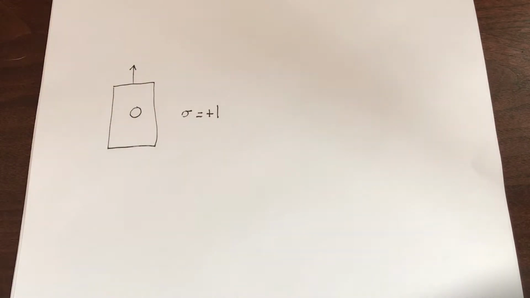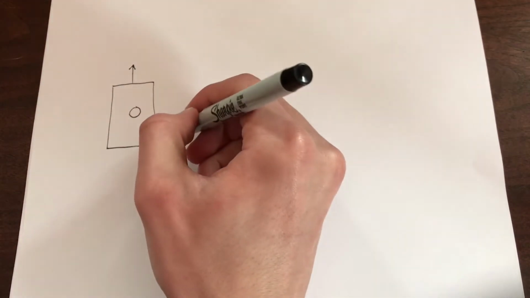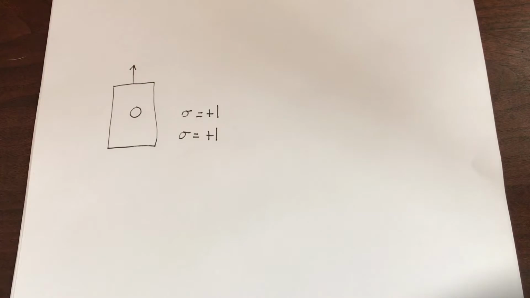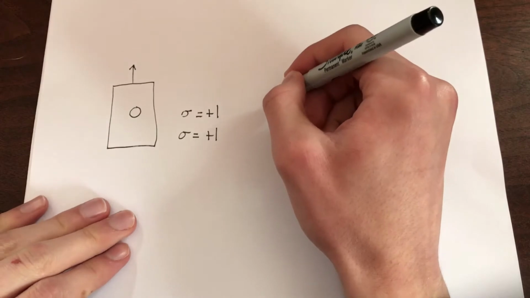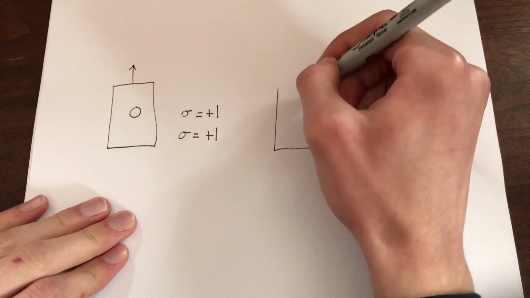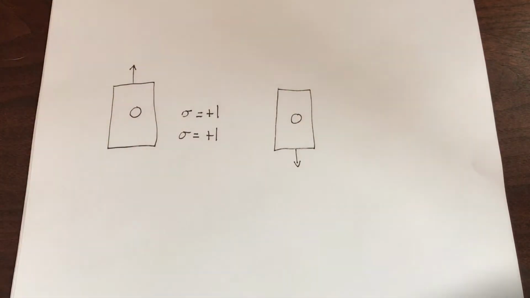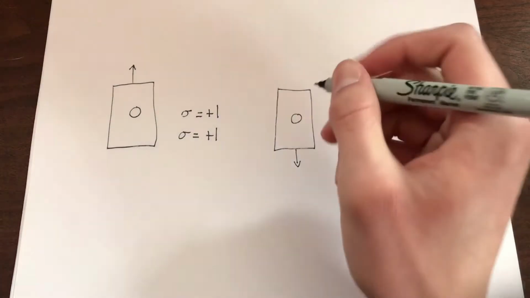Let's measure it again along the z direction. It's still positive 1. So far, so good. What if we flip the apparatus by 180 degrees to measure the spin in the down direction? Something like this. When we measure this, the apparatus spits out an answer of sigma equals negative 1.